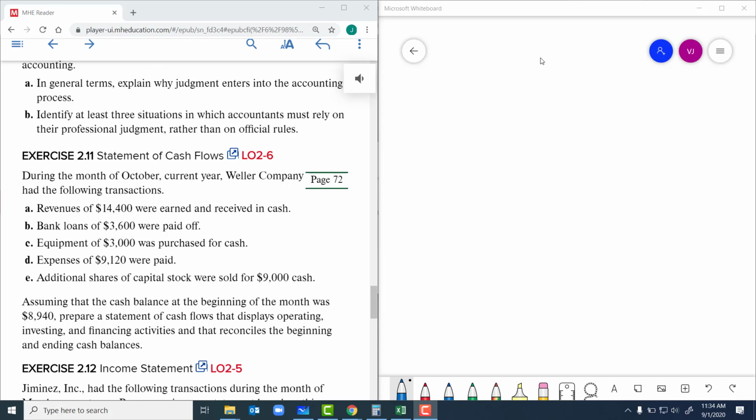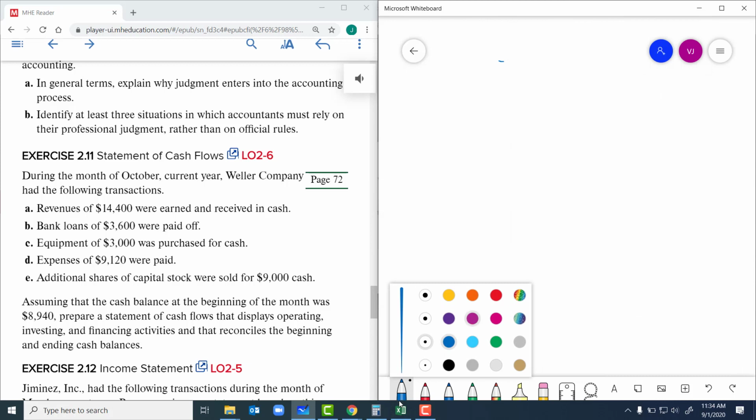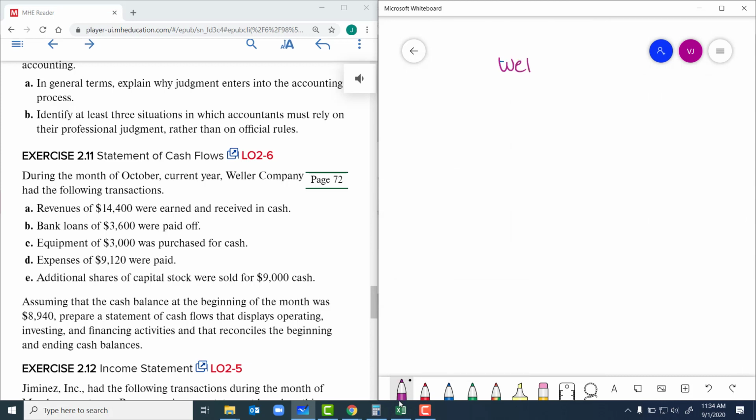Okay, so here we can go ahead and title this. Let's go ahead and do a different color this time around. We have Weller Company, Statement of cash flows. Okay, and this is for the year ended, and we'll just say it's 2019.